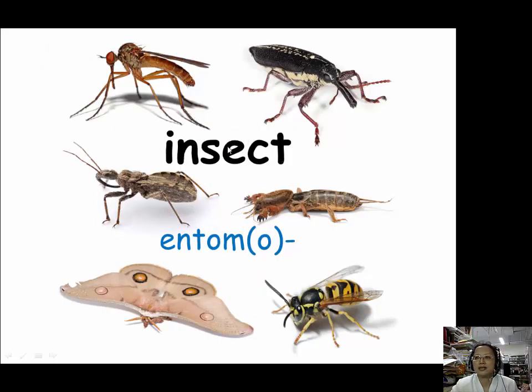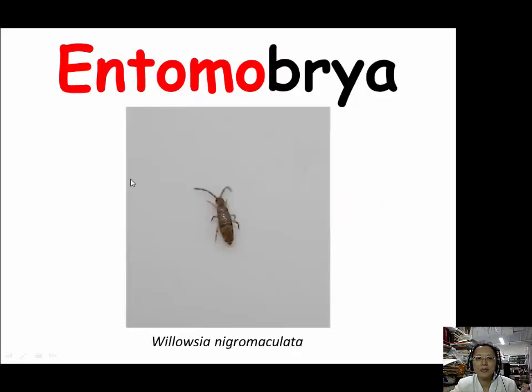And for insects, we could use this prefix entomo. Our example is entomobria. Entomobria, as shown in this picture, this bug is called the springtails. Australian species of these kind of bugs can cause irritation by their bite.